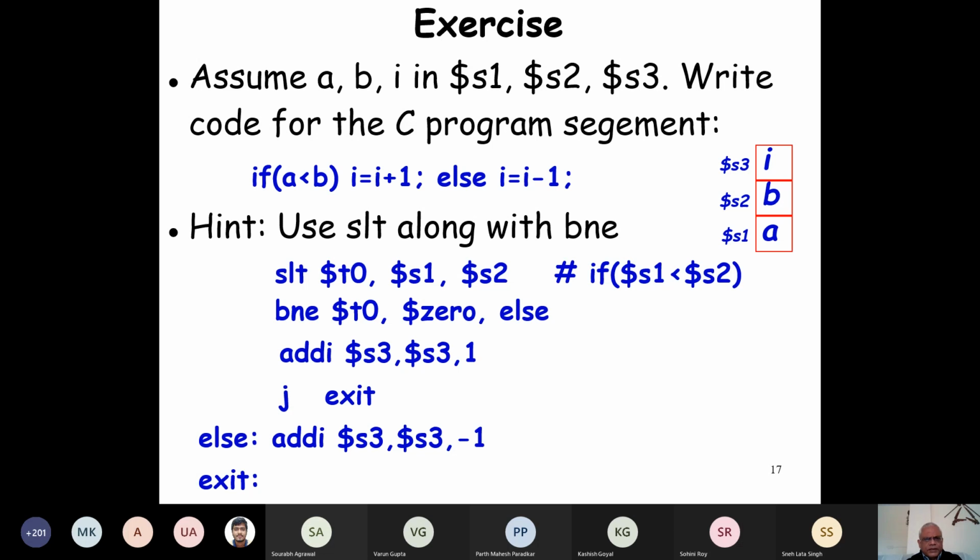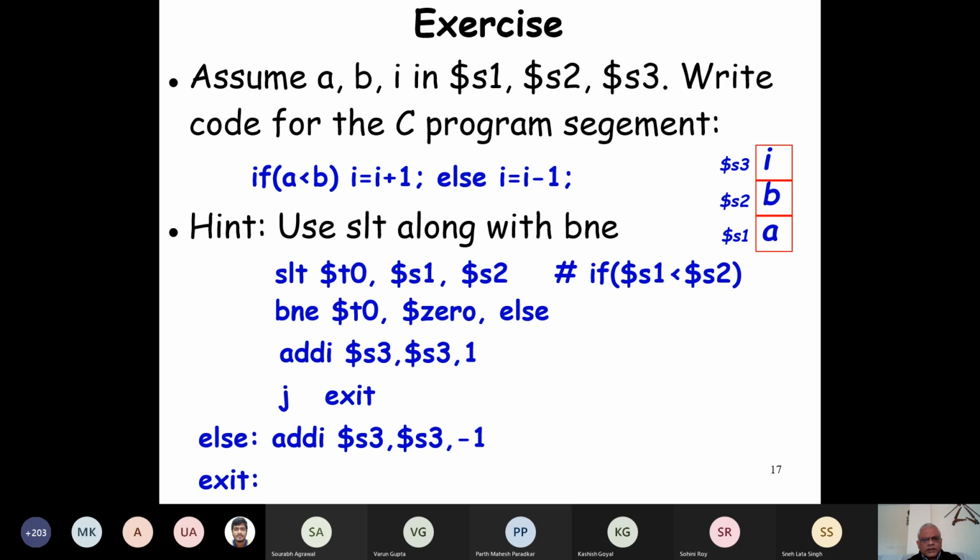If A less than B, increment I, otherwise decrement I. So we compare A and B, and set less than comes in useful here. We compare A and B and set a register. If A less than B, we'll use SLT, set less than. S1 and S2 we compare. If S1 is less than S2, then T0 will be set.